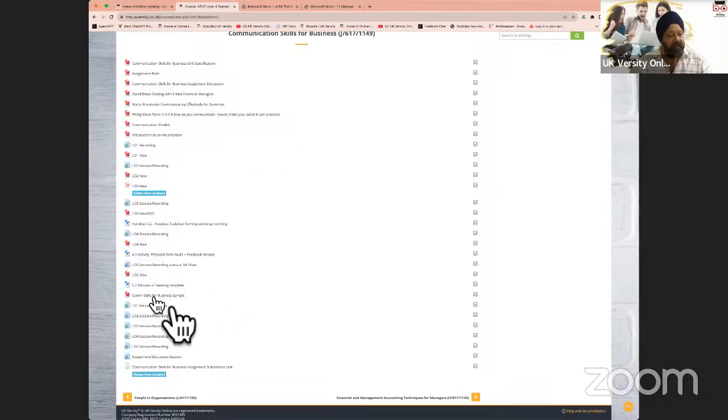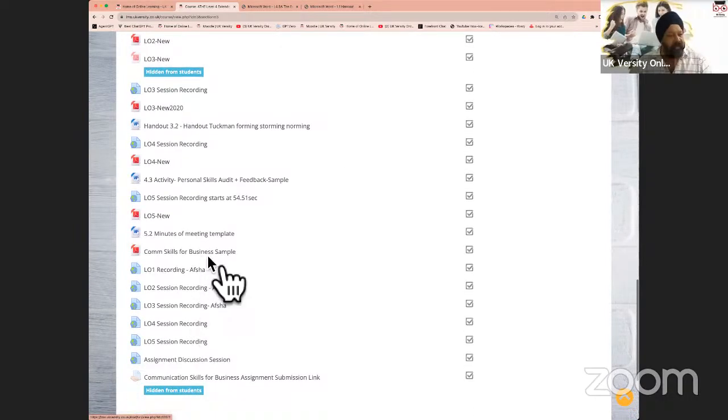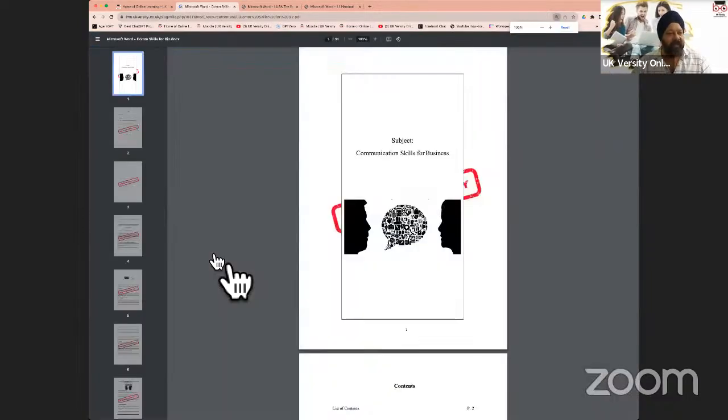For every unit, there'll be one document which will always end with the word sample. Okay. If I highlight this for you now, in the communication skills unit, this is a document which says sample. Now, this is a sample assignment which we have provided for you to look at how somebody would have submitted for this unit to achieve at least a pass grade.